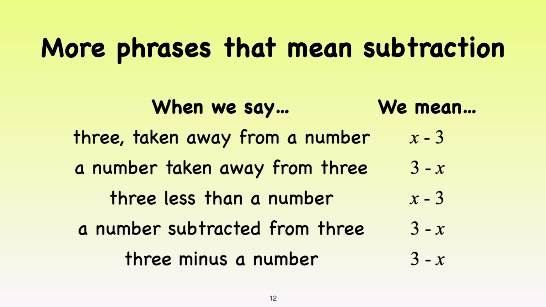3 taken away from a number is x minus 3. A number taken away from 3 is 3 minus x. 3 less than a number is x minus 3. A number subtracted from 3 is 3 minus x. And 3 minus a number is 3 minus an x. You might want to take notes here. I'll give you a second to pause the slide.